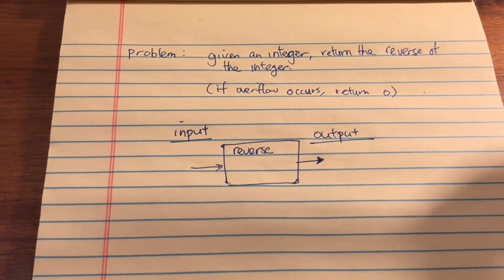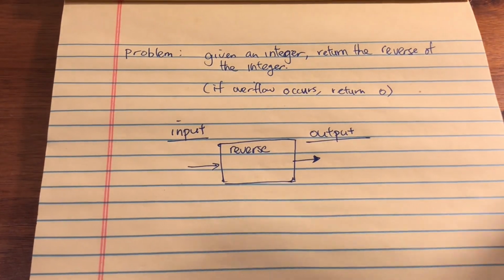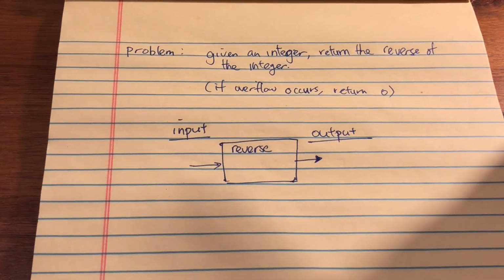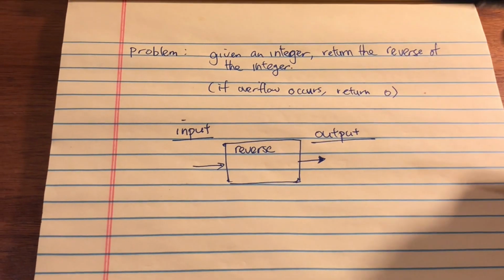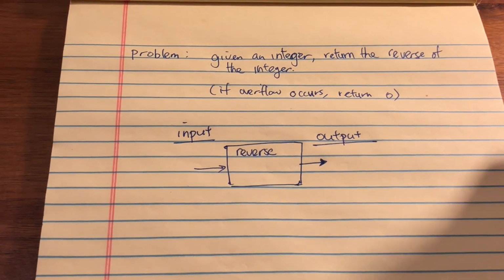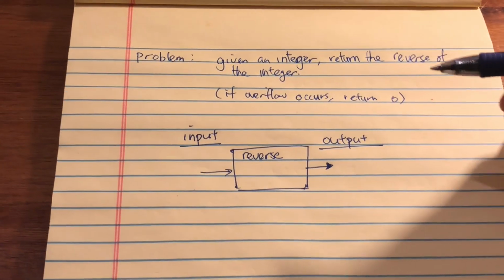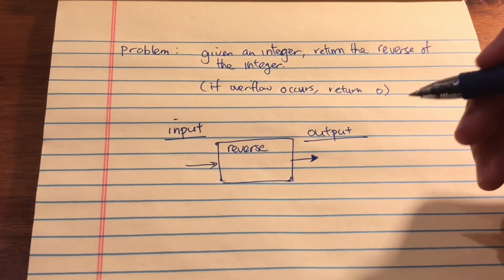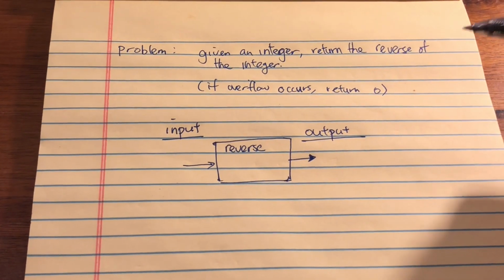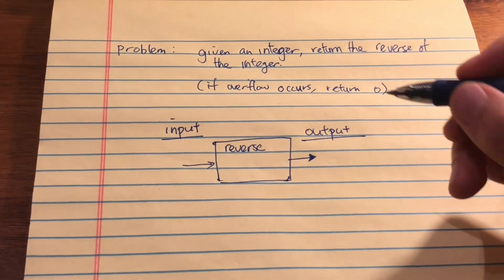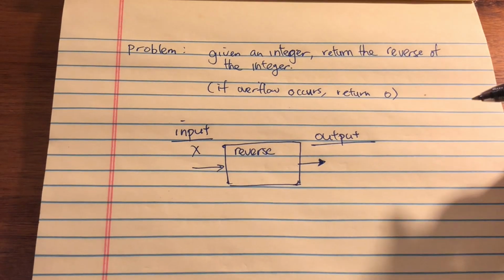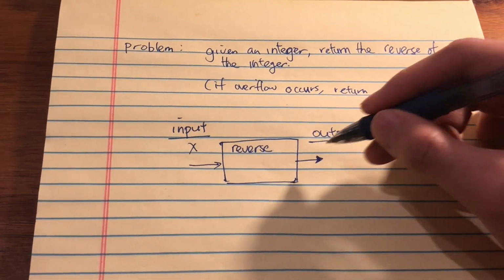So the problem statement, just to reiterate, is given an integer, return the reverse. Whenever given a problem, I always like to draw a figure to represent the problem. So in this case, the figure is fairly straightforward, but in the future, we'll be solving more complex problems with multiple inputs, and there could be multiple dependencies.